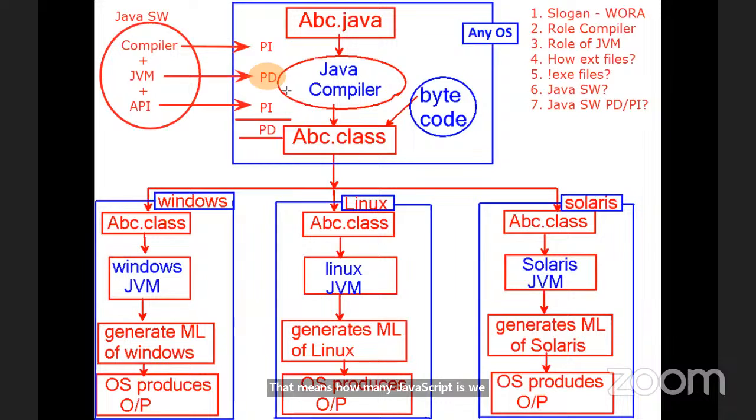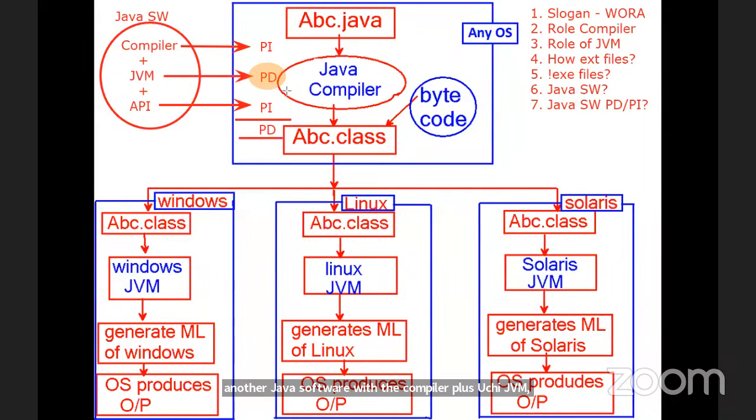Everyone accepted? Tell me. First, Windows operating system Java software is what? Compiler plus Windows JVM plus API. Second, Linux operating system Java software is what? Different compiler or same compiler? Same compiler plus a different JVM, the Linux JVM, and the same API. API stands for library, the predefined programs given by Sun Microsystems. Now for Mac OS or Solaris OS, another Java software with compiler plus which JVM? Mac JVM, and API will be there.